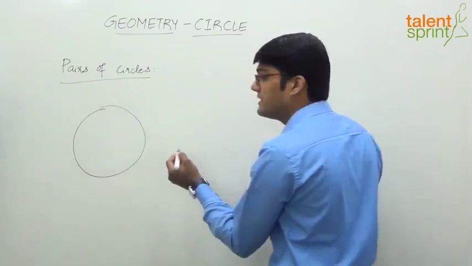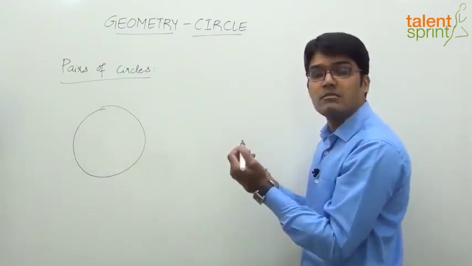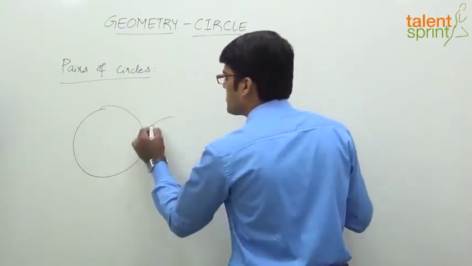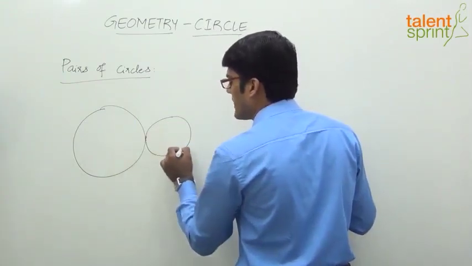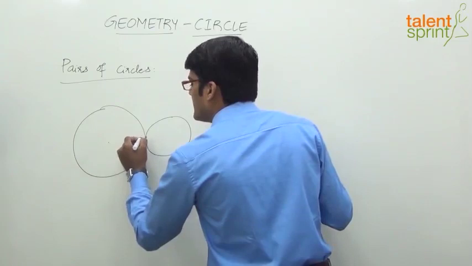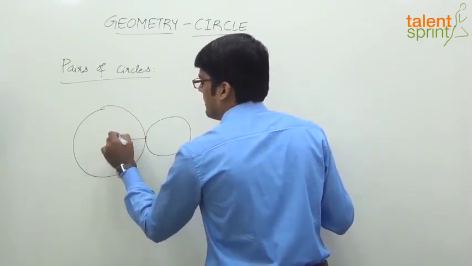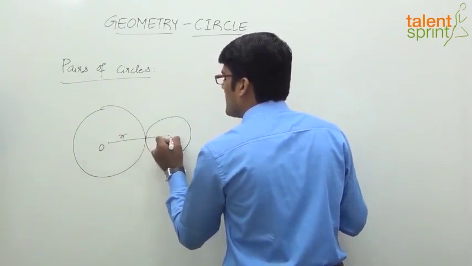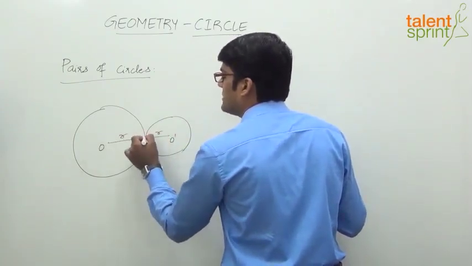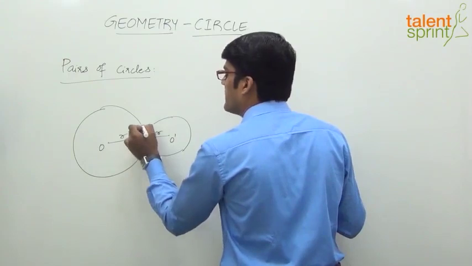Now both the circles can be the same or can be different, I mean, of the same radius or of different radius. So when they touch each other externally, this is the point of contact. Let's say this is the center O, the radius is R, and this is O dash, the radius is R dash, and this is the point of contact P.